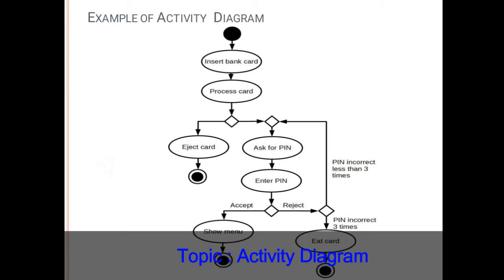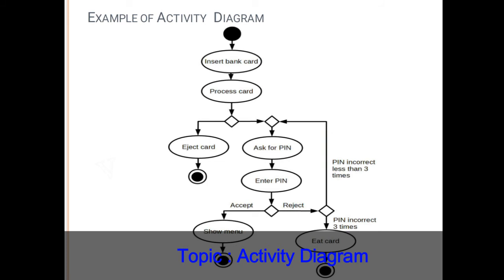Next, this symbol is a diamond symbol, and as we know, this symbol is used for a decision. So here, if our process card is valid, then ask for pin. If our process card is invalid, then eject card, and here our final end point says your card is ejected and our task is completed.